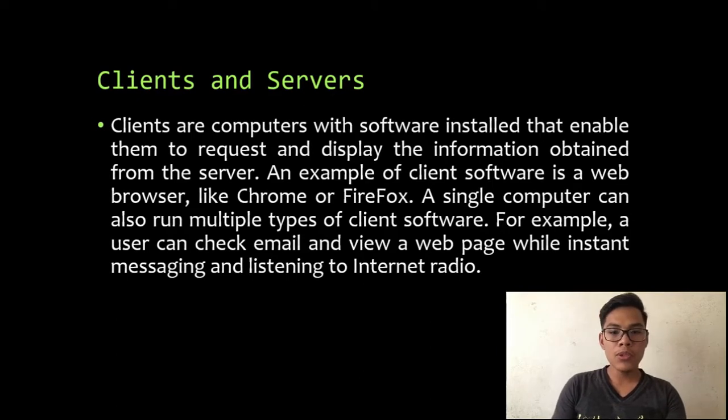Clients are computers with software installed that enable them to request and display information obtained from the server. An example of client software is a web browser like Chrome or Firefox. A single computer can also run multiple types of client software. For example, a user can check email and view a web page while instant messaging and listening to internet radio.